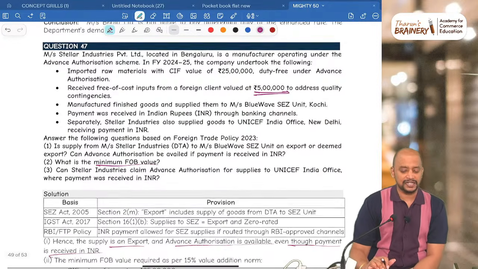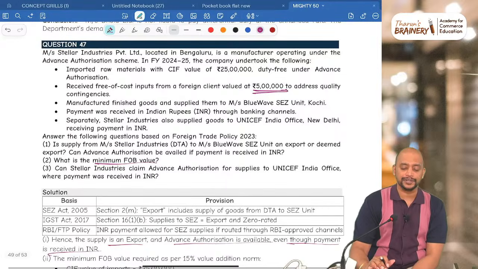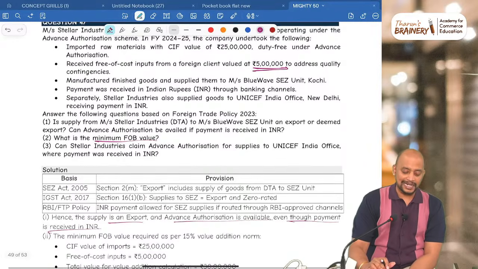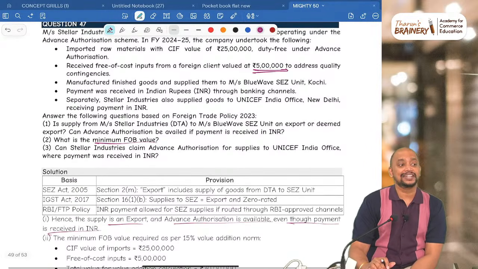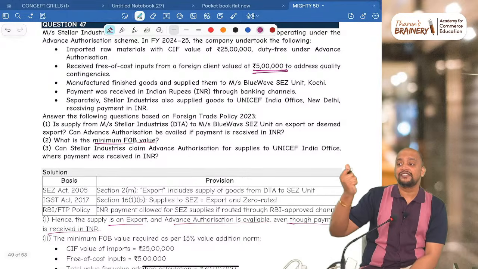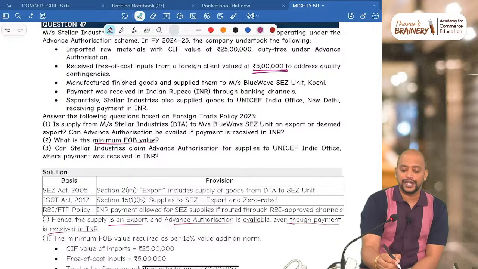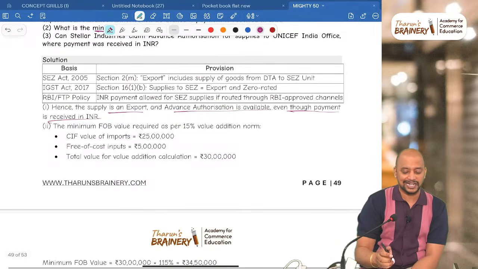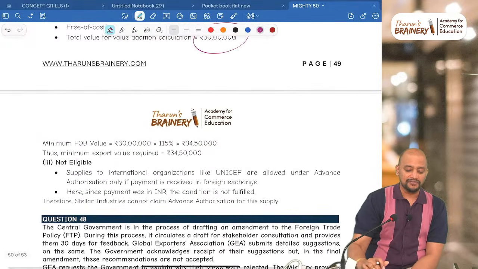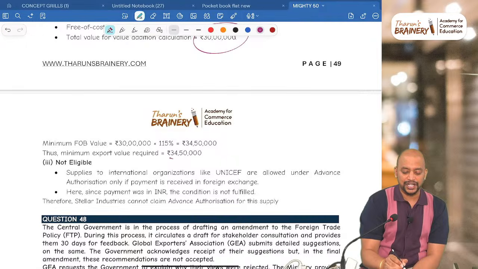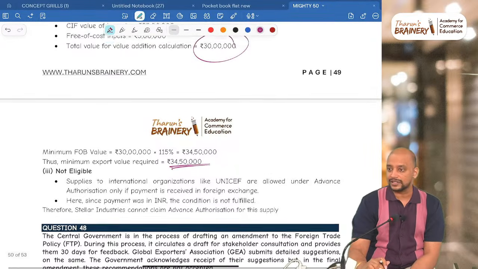Second, what is the minimum FOB value? 15%. Very good, sir. How much is the value of import? 30 lakhs or 25 lakhs? 30 lakhs. Even the notional value of imports given free of cost by the buyer should be included. So 25 lakhs plus 5 lakhs, 30 lakhs. On that 30 lakhs, 15% you should achieve. So 4 lakh 50,000. Got it?